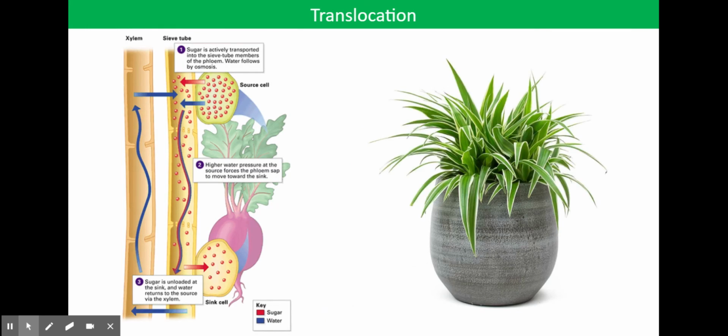Water entering the sieve tube at the source increases the hydrostatic pressure. Water leaving the sieve tube at the sink reduces the hydrostatic pressure. Therefore, a pressure gradient is set up along the sieve tube and the sap flows from higher pressure to lower pressure. This can be in either direction, depending upon where sucrose is being produced and where it is needed.